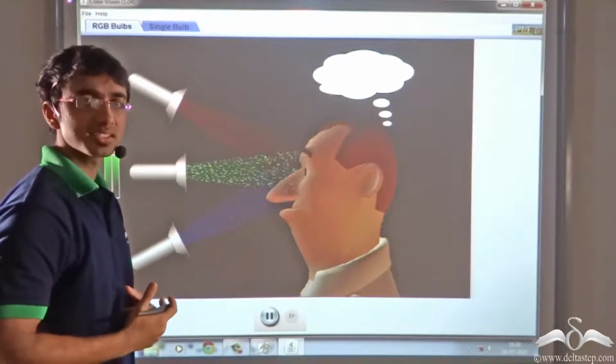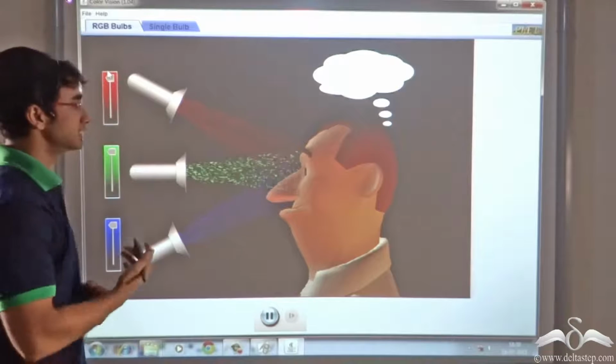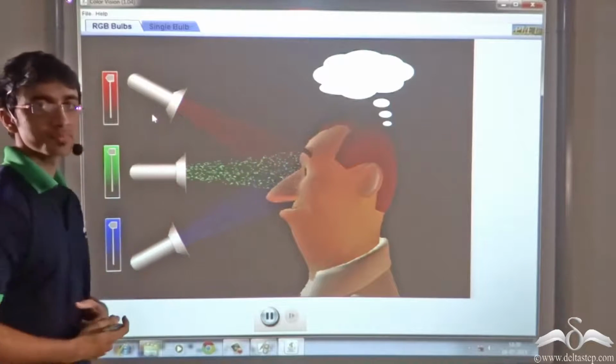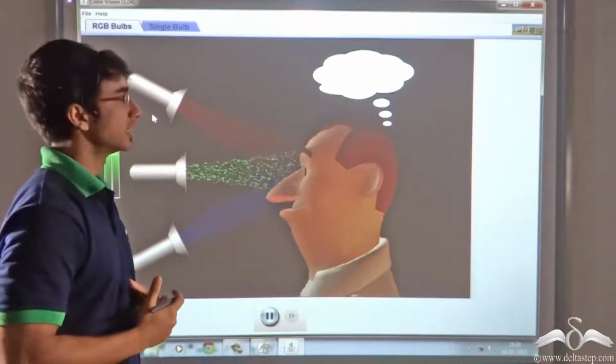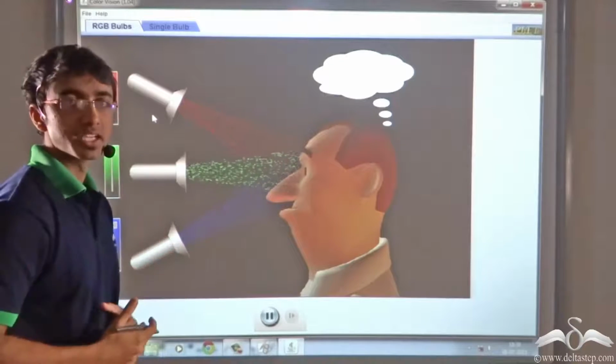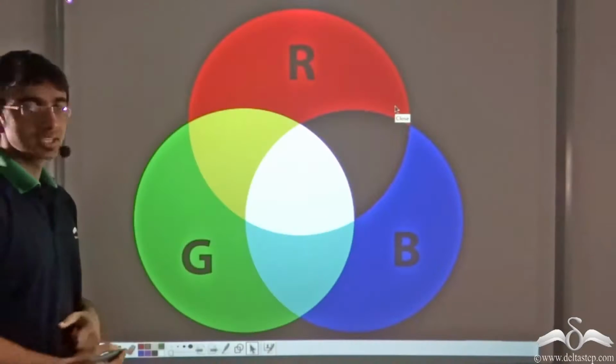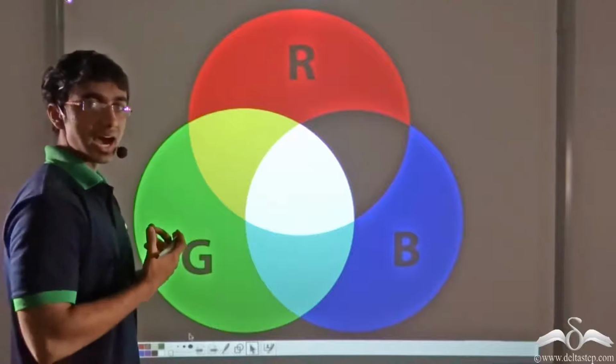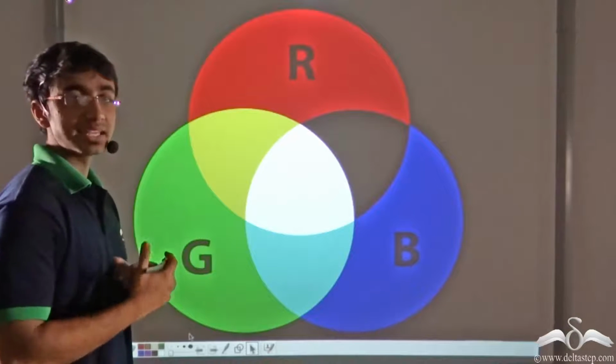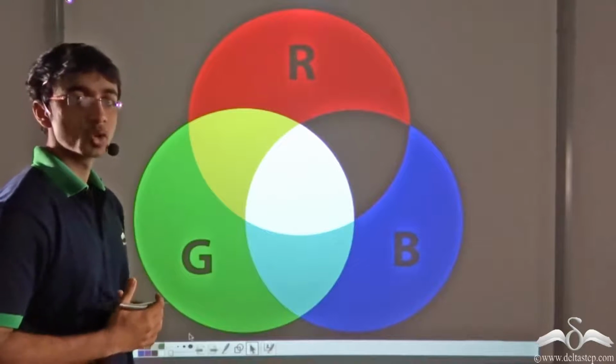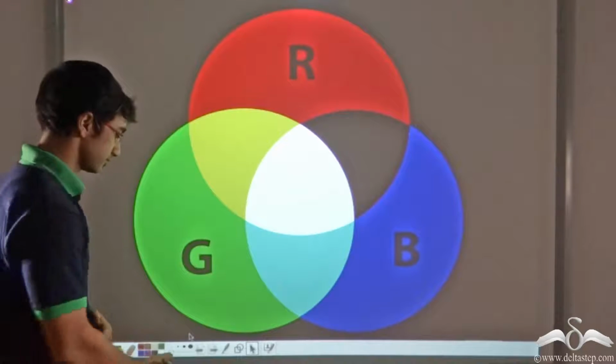So what does this tell us? This tells us that when red, green and blue are mixed in different proportions, we are able to perceive different colors. So red, green and blue are the primary colors that enable us to perceive different colors when mixed in different proportions.